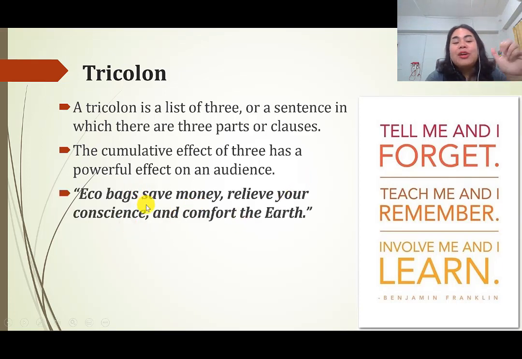And another example, eco bags save money, relieve your conscience, and comfort the earth. See, if I just say eco bags are fine, eco bags are good, people are not going to believe me in that instant. But if you tell them that it can save money, people start to think, okay, maybe I'll use eco bags, but I'm not sure yet if I should buy one. But relieve your conscience, so you don't have to feel guilty. Just carry your eco bags with you everywhere. And comfort the earth, now you're saving the world. See, more impactful.